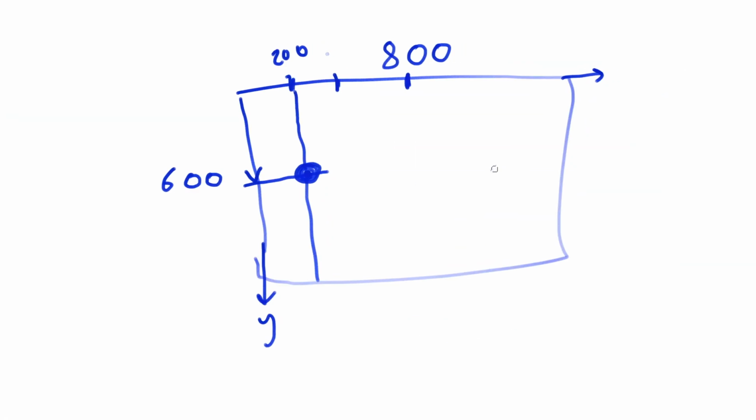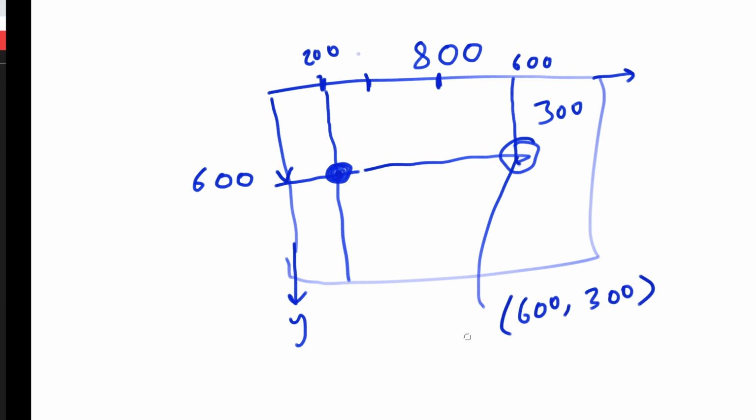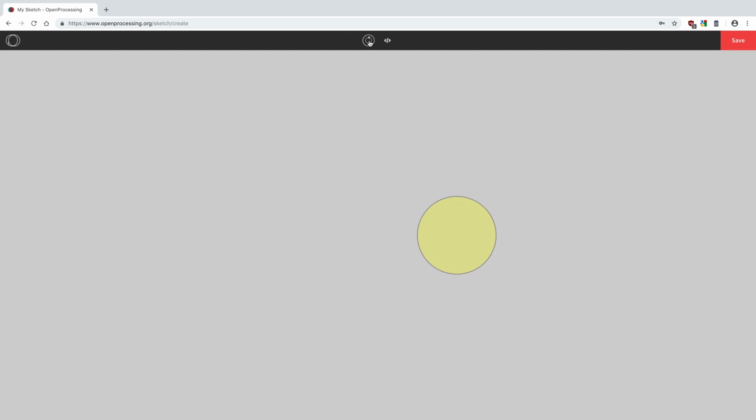So if we wanted to draw a circle here, let's say it was 600 across, out of 800 all the way across. So that's 600 across and 300 down. So the center of that circle should be at 600, 300. Let's try that. And run. Yep, that's moved it along.